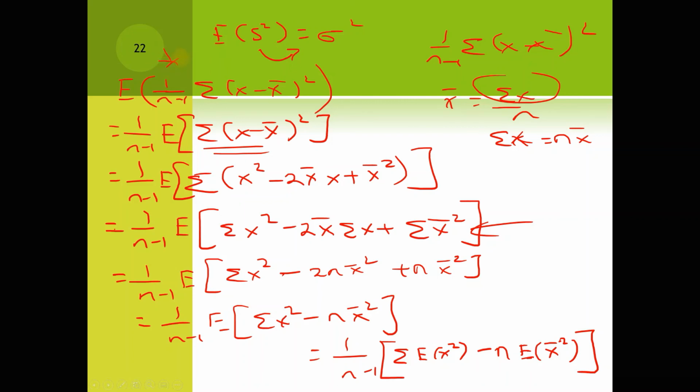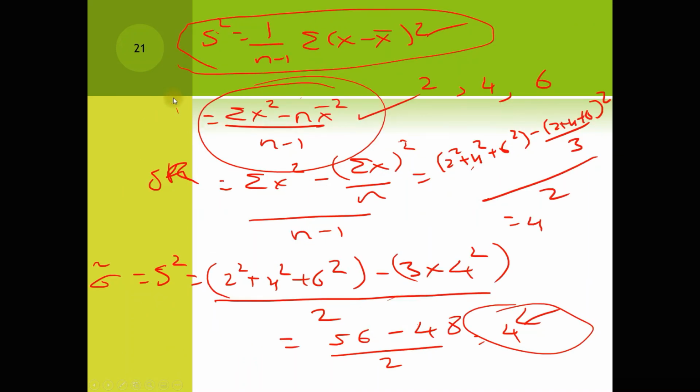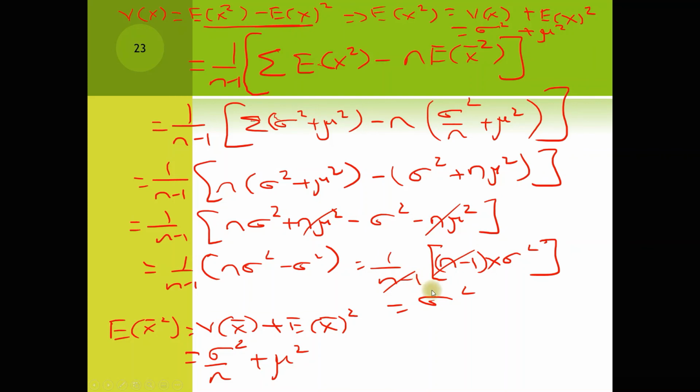Now you understand why we are dividing by n minus 1. For those who did not really understand the idea of dividing by n minus 1, it should be clearer now that by doing this you get an unbiased estimator, as we have been able to prove it.